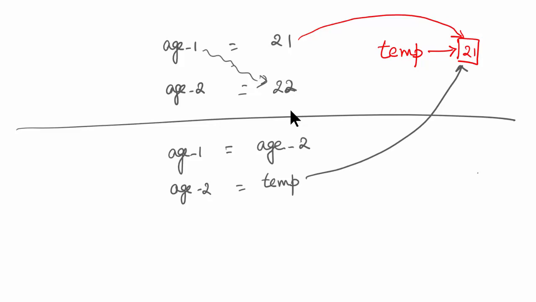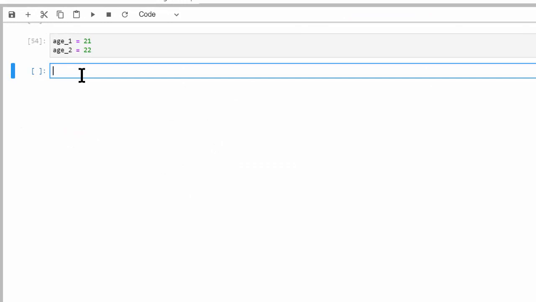So there are three steps. Step 1, create a temporary variable, assign the value of age_1 to this variable. Step number 2, assign the age_2 variable to age_1, meaning point to wherever age_2 is pointing to, and age_2 points to the temporary variable. This is one way of swapping variables. So temp equals age_1. Okay, step number 1.